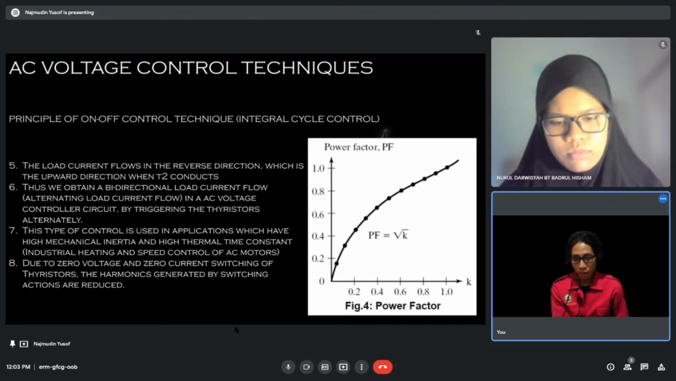7th, this type of control is used in applications which have high mechanical inertia and high thermal time constant, such as industrial heating and speed control of AC motors. And lastly, due to zero voltage and zero current switching of transistors, the harmonics generated by switching action are reduced.